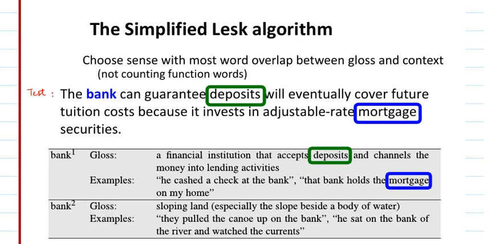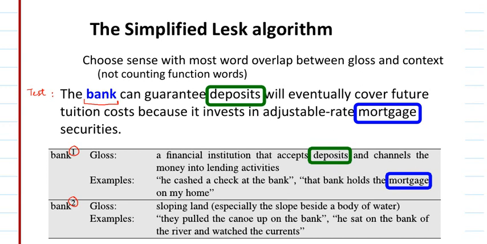In this test sentence, bank is the ambiguous word. Okay, we need to identify in this test sentence whether the bank belongs to sense 1 or sense 2. So we need to identify to which sense does this bank word belong in the test sentence. So the test sentence is: the bank can guarantee deposits will eventually cover future tuition costs because it invests in adjustable rate mortgage securities. Now how does the algorithm proceed?